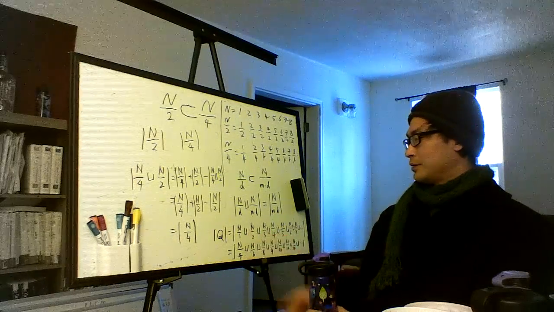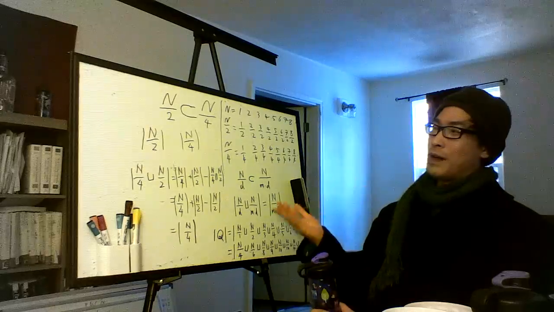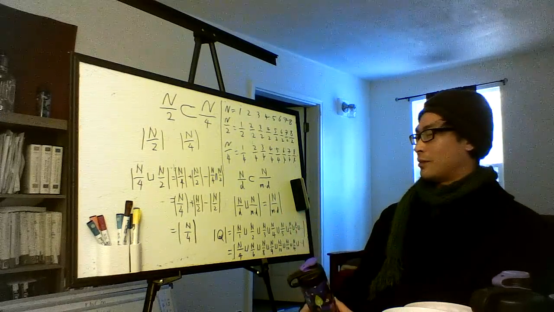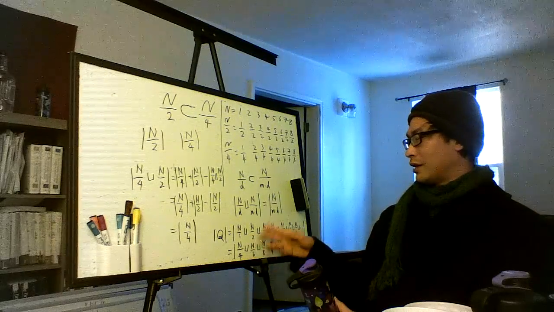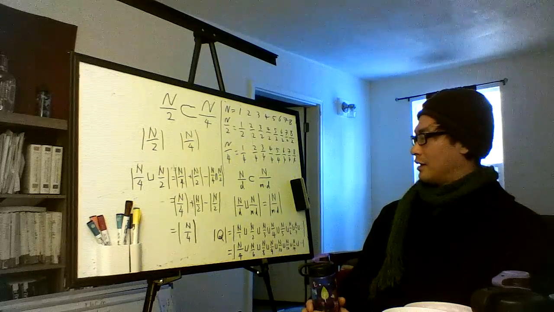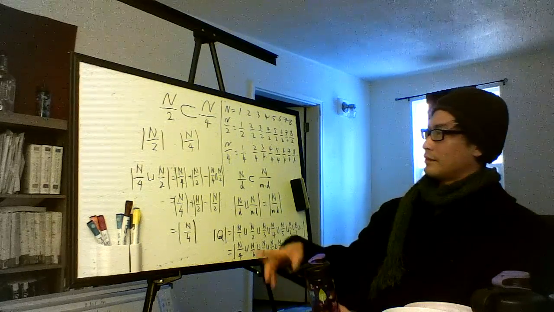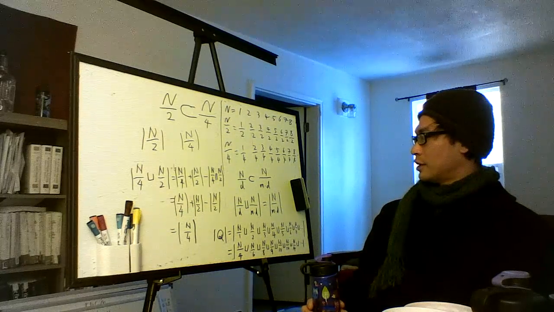So all these primes get absorbed, including one, because in Goldbach and Euler's day, one was a prime number. So all the primes, including one, get absorbed by the composites. This subset.